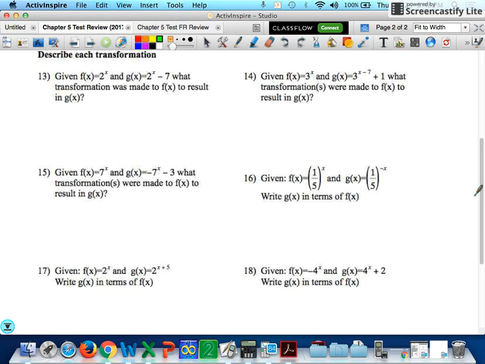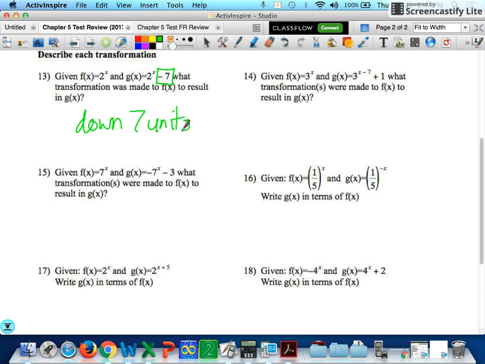Number 13. We want to just say in words what transformation was made from f of x to get g of x. So we have to see what changed. I see this negative 7 showed up, and that's the only thing that changed between f of x and g of x. That means we went down 7 units.